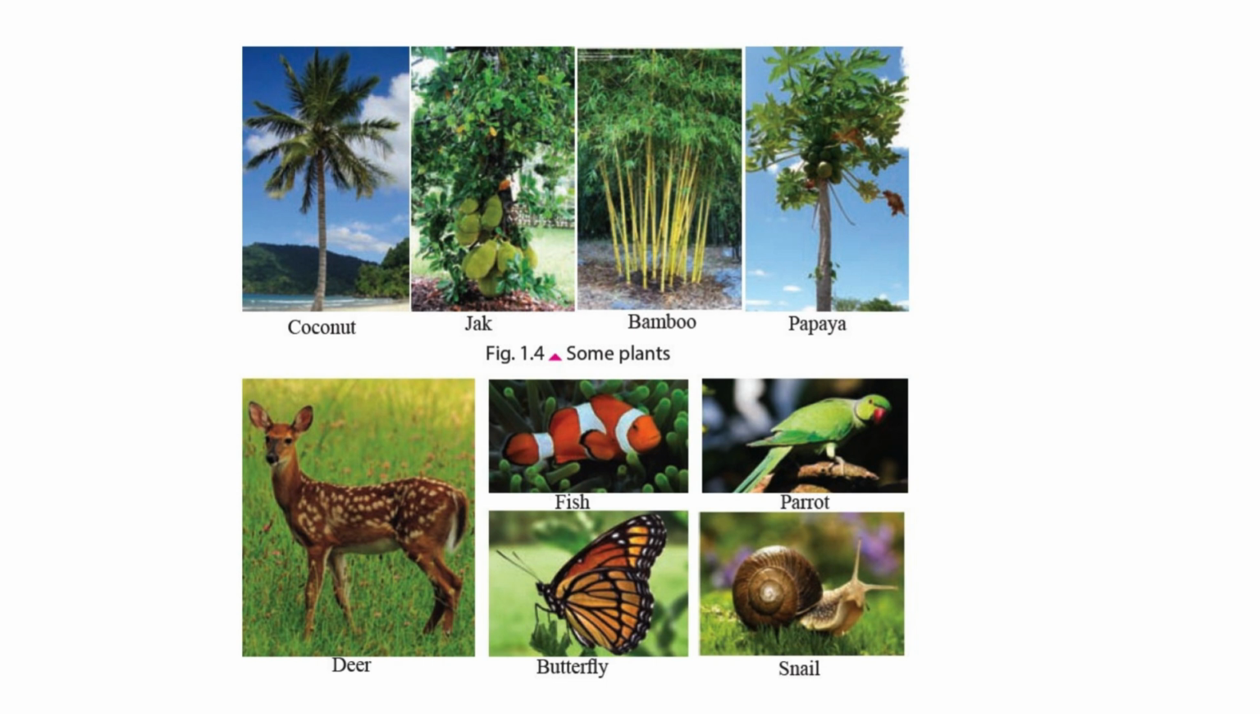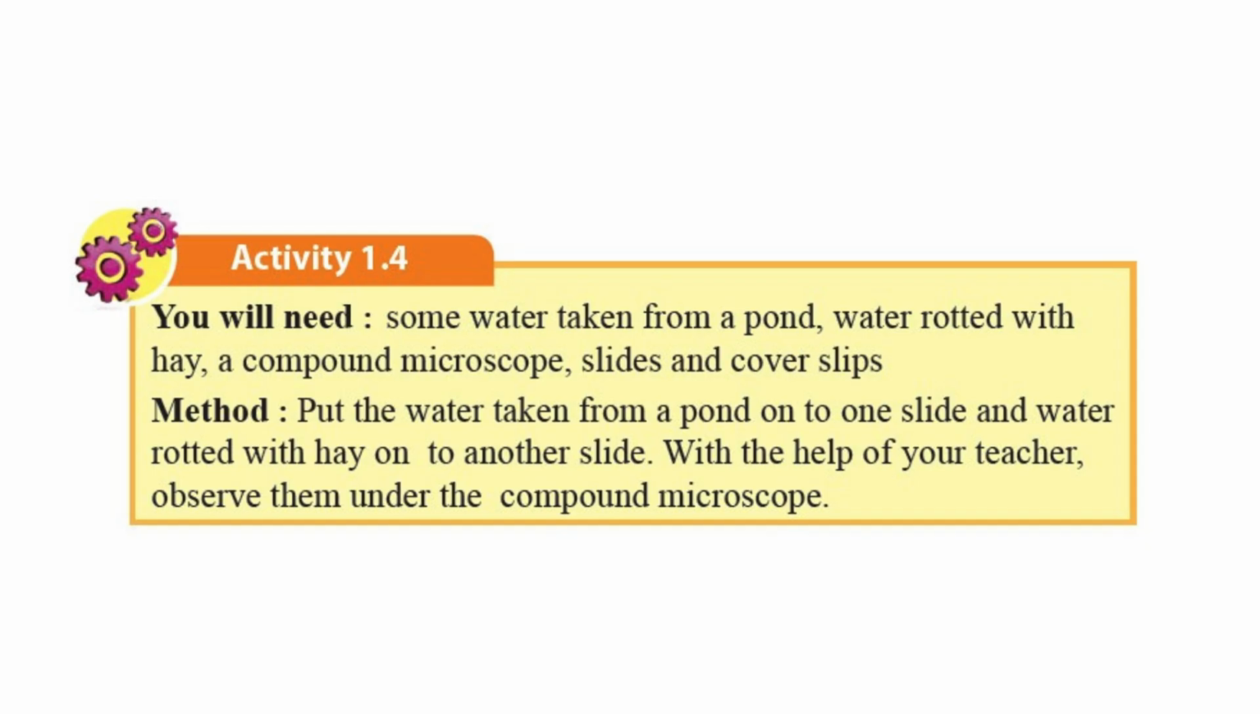Are there any other organisms except plants and animals? Activity: you will need some water taken from a pond, water rotted with hay, a compound microscope, slides and cover slips. Method: put the water taken from a pond onto one slide and water rotted with hay onto another slide. With the help of your teacher, observe them under the compound microscope.